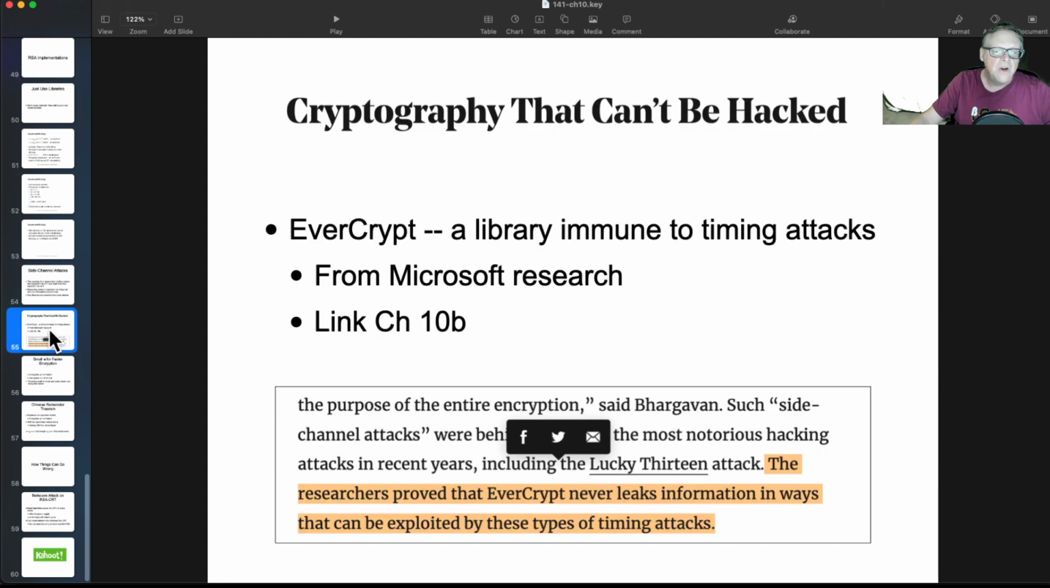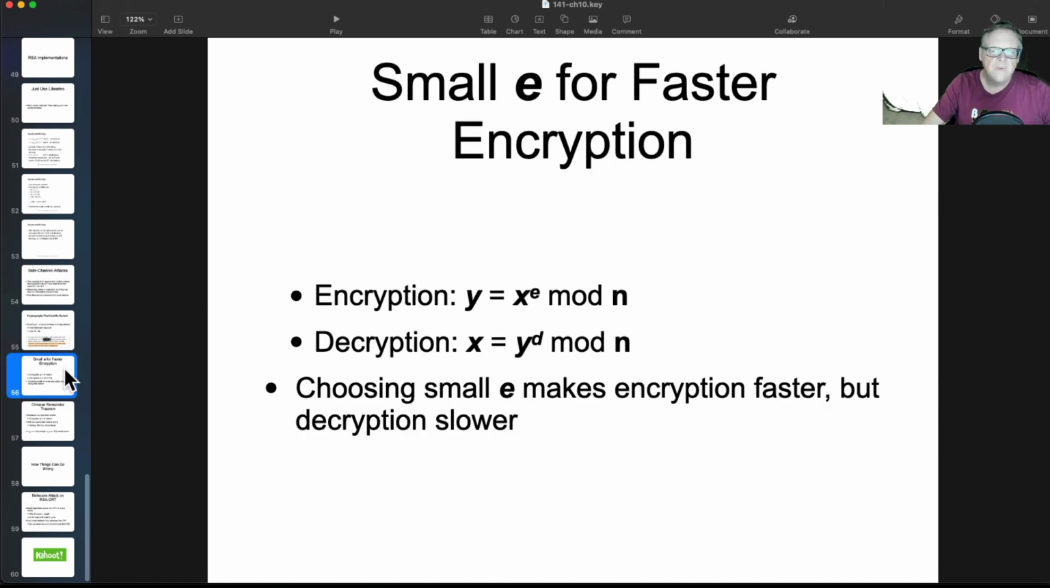There are some libraries like this one from Microsoft. This one claims to be immune to these timing attacks. Evercrypt. That's a concern.